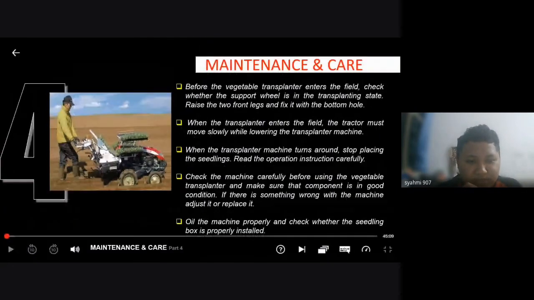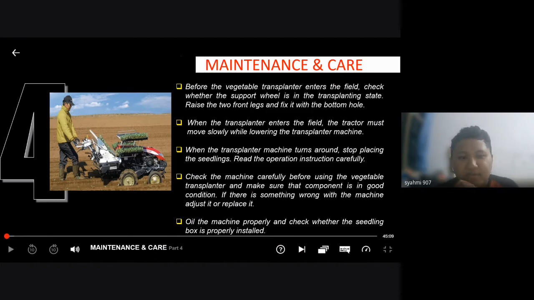Okay, next page. For the maintenance and care, we continue. Firstly, before the vegetable transplanter enters the field, check whether the support wheel is in the transplanting state, raise the two front legs and fit them with the bottom pole. And the next is when the transplanter enters the field, the tractor must move slowly while lowering the transplanter machine.